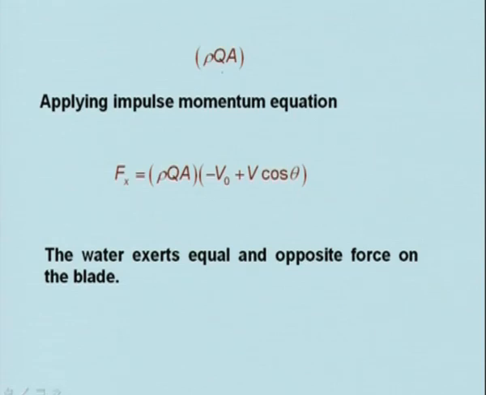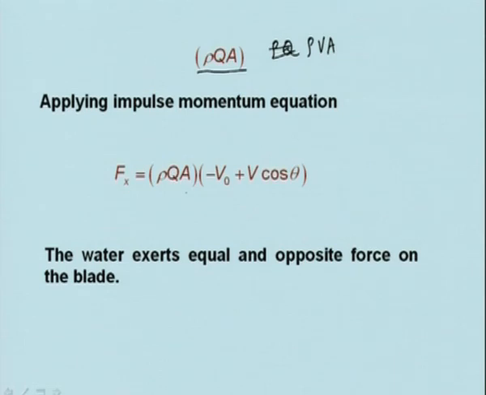Rho Q is the rate of mass coming on that. Q is the discharge, A is the area, and rho is the density. So, this is rho Q, or basically rho times V A.